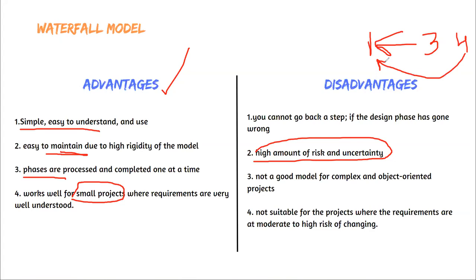If we consume a lot of time, then the risk is certainly high, because you told the client this product is going to be delivered in 1 month. But if anything goes wrong, we need to start from scratch again. At that time, this is completely going to kill our time, or not? So for that purpose, the amount of risk is also very high. And the third one is it is not good for complex and object-oriented projects. The meaning of complex is difficult. For difficult projects, we cannot implement the waterfall model, first of all.